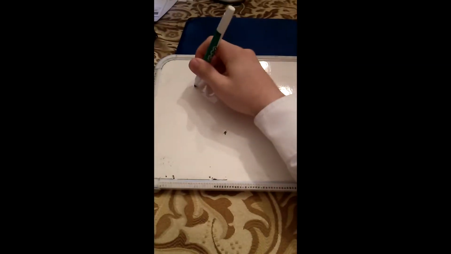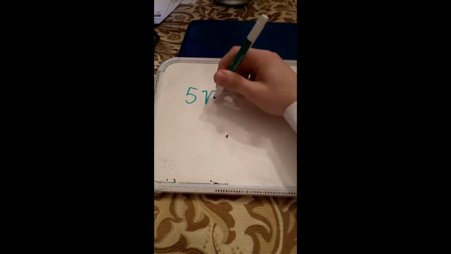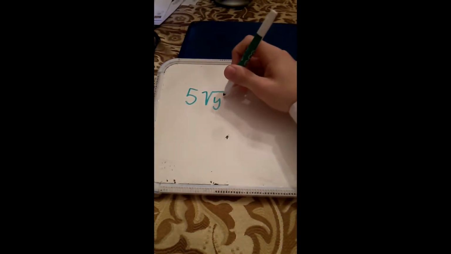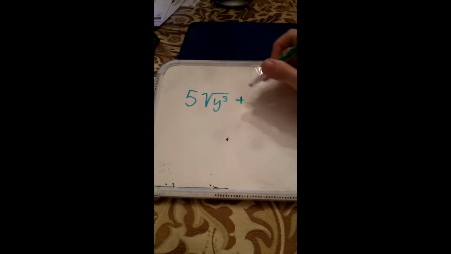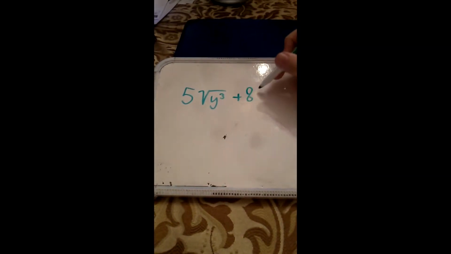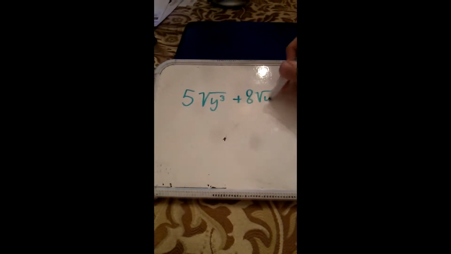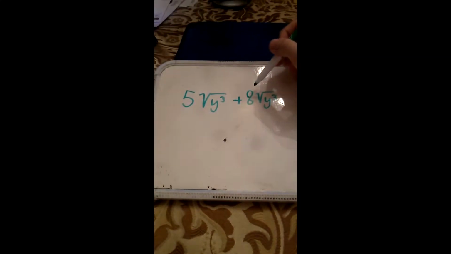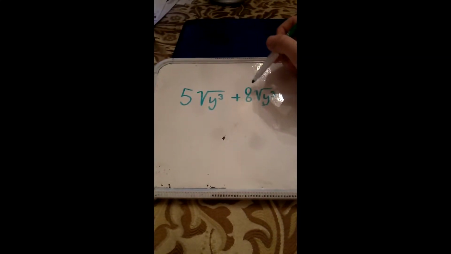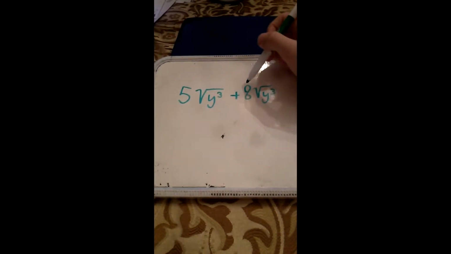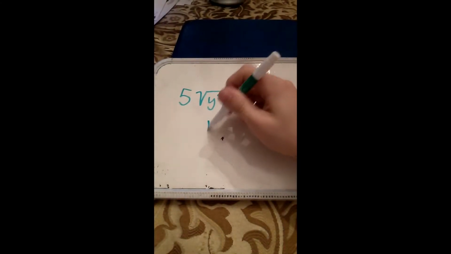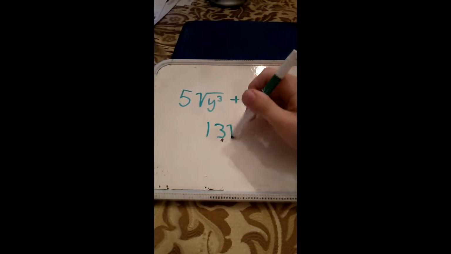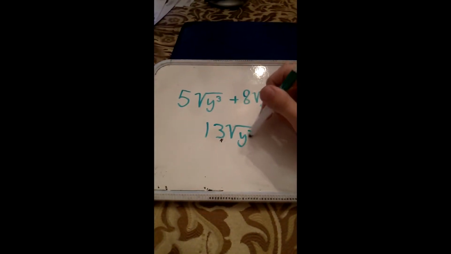But wait, that was only subtraction. Subtraction is only half of this. Okay, so let's have 5 times the square root of y to the 3rd plus 8 times the square root of y to the 3rd. All you have to do is add the two outside values, and you'll get 13 times the square root of y to the 3rd.